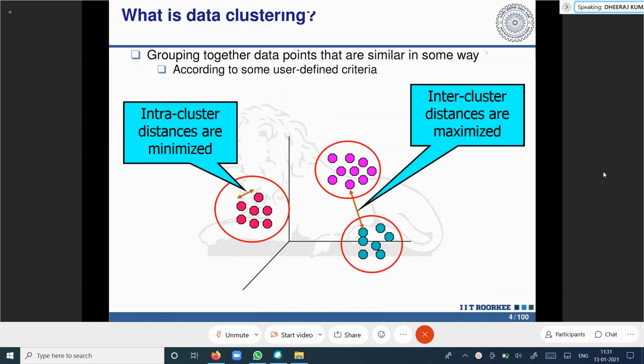So the definition of clustering is very simple. It's grouping together of data points that are similar in some way or another. So you need to find natural groups of data points in the data. The word similar here is important because the points belonging to each cluster should be similar, meaning the intra-cluster distance should be very small and the inter-cluster distance should be large. That is, the distance between points in the same cluster should be small and the points in different clusters should be at a larger distance.